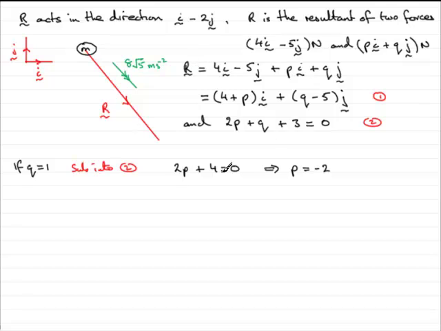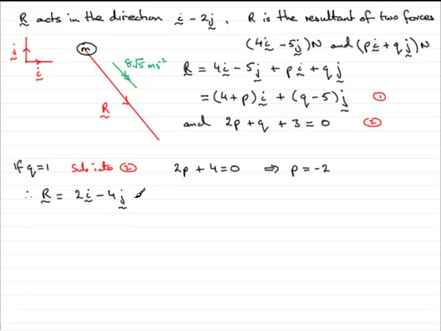R. So if we do that, we can say that therefore R as a vector equals 4 plus p in the i direction. Well, p is minus 2, so 4 minus 2 is 2, so we've got 2i, and as for the j components, we've got q minus 5, q is 1, so we've got 1 minus 5, which is negative 4j. So that's our force R.